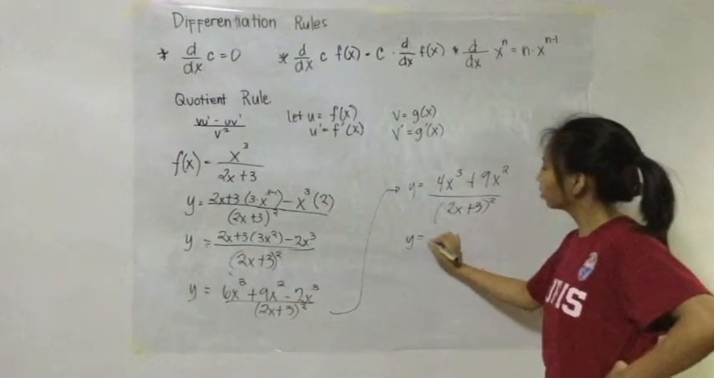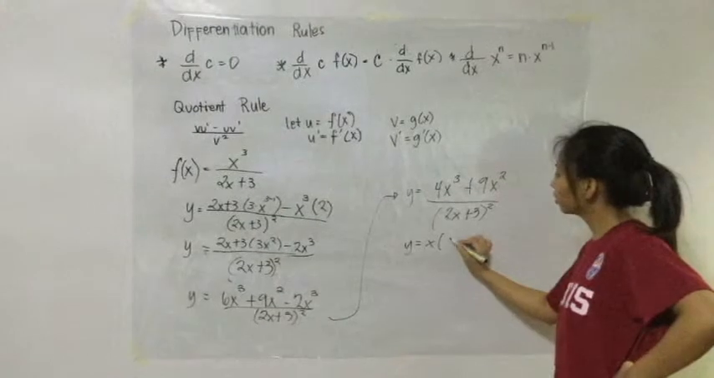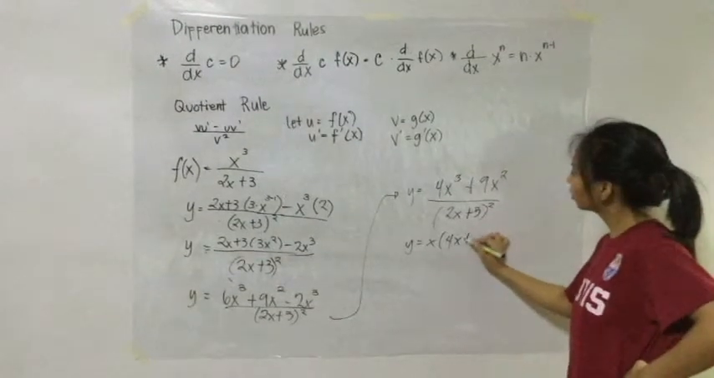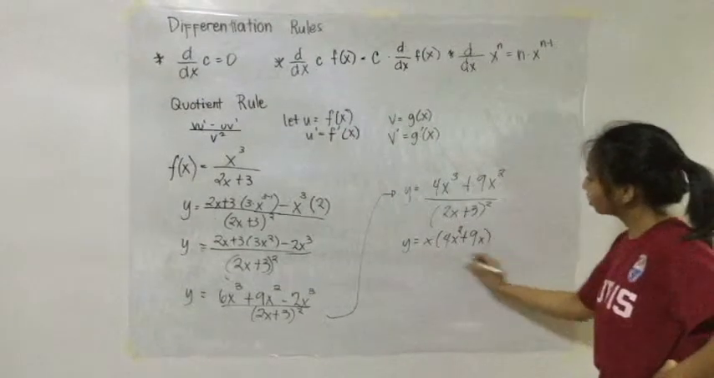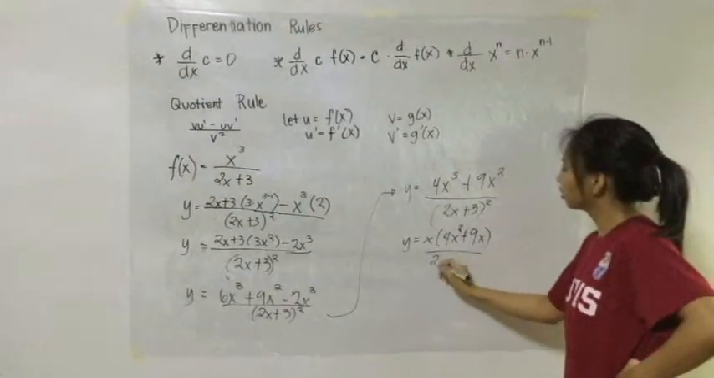You can factor out x. Y prime is equal to x quantity of 4x squared plus 9x all over quantity of 2x plus 3 squared.